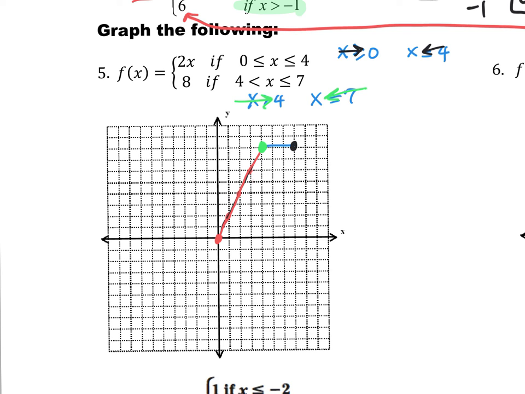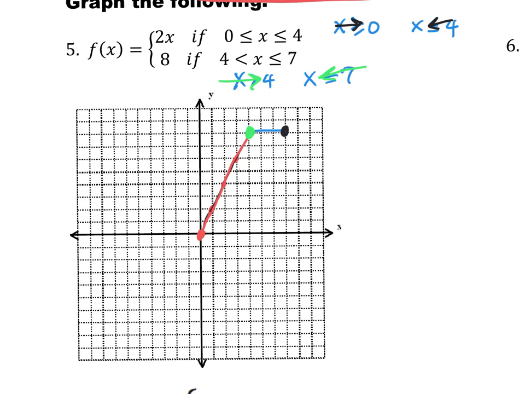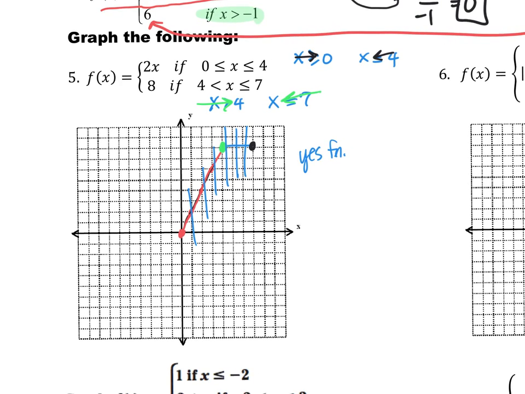Close it up. Is this a function? No, it's not. Yes, it is. Why would it not be a function? I think it's okay for people to guess wrong. It's okay. Does any vertical line always cross through once? This is a function. Yes, I'm going to write Fn for function.